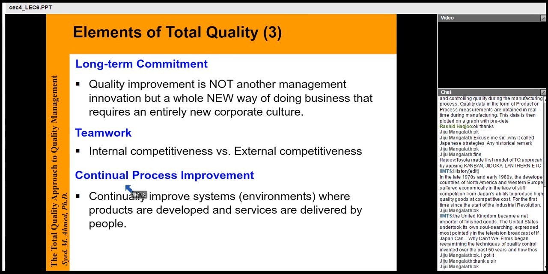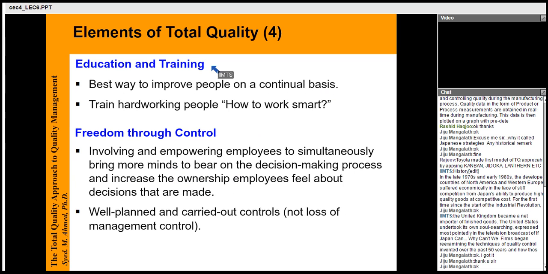Third is continual process improvement. Continually improve systems where products are developed and services are delivered by people. These are all the elements of total quality. Education and training: the best way to improve people on a continual basis. Train hardworking people how to work smart. Freedom through control: involving and empowering employees to simultaneously bring more minds to bear on the decision making process and increase the ownership employees feel about the decisions that are made. Well planned and carried out controls, not loss of management control.